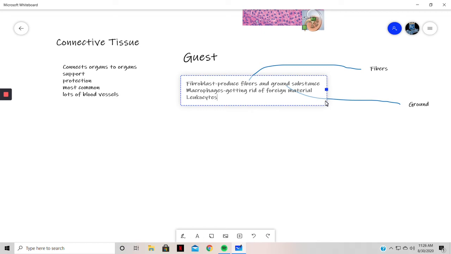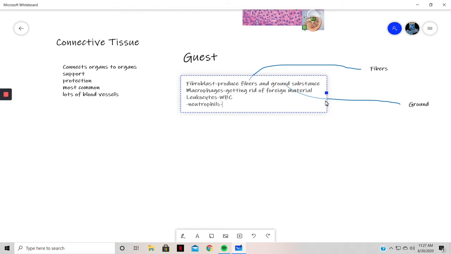Still part of the immune system. Leukocytes, or more commonly known, white blood cells. And there's a couple types. So I'm going to go down here and put a little deal here. So these are the types of leukocytes. The first one, neutrophils.